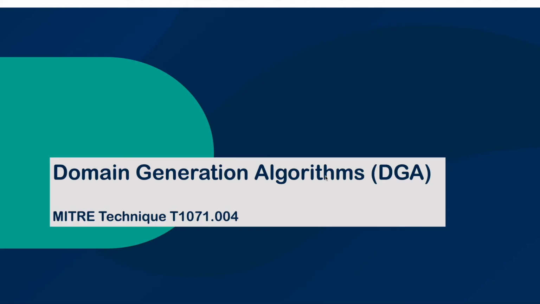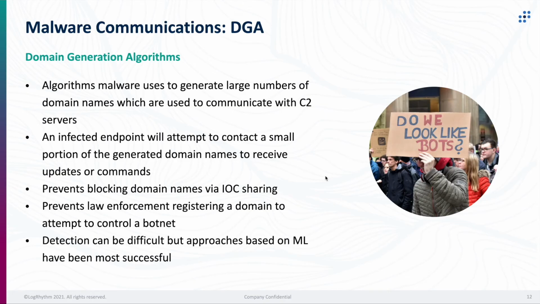Now, the next area that I want to talk about is DGA, otherwise known as domain generation algorithms. What they are, how they work, and how we could think about going about detecting these kinds of activities. So first of all, what is a DGA, domain generation algorithm?